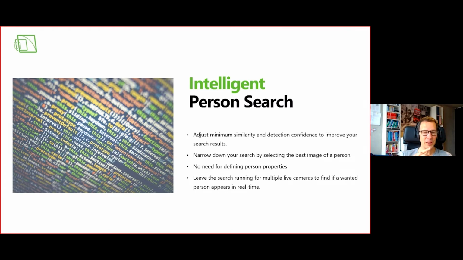And there is no need for defining person properties. For example, yes, I want to search for guys who are wearing a black T-shirt, who are having black hair or whatever. So the system is automatically giving you an identification for all the persons that the system is detecting.